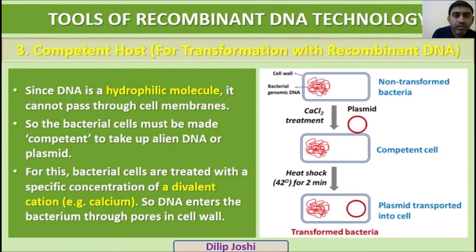Then, competent host for the transformation with recombinant DNA, since DNA is a hydrophilic molecule. Hydro means water and philic means love or attraction. So they are water loving, meaning water can easily stick to it. So it cannot pass through the cell membrane. That's why the bacterial cell must be made competent to take up the alien DNA or foreign DNA, or we can say another word, passenger DNA: passenger DNA, foreign DNA or alien DNA.